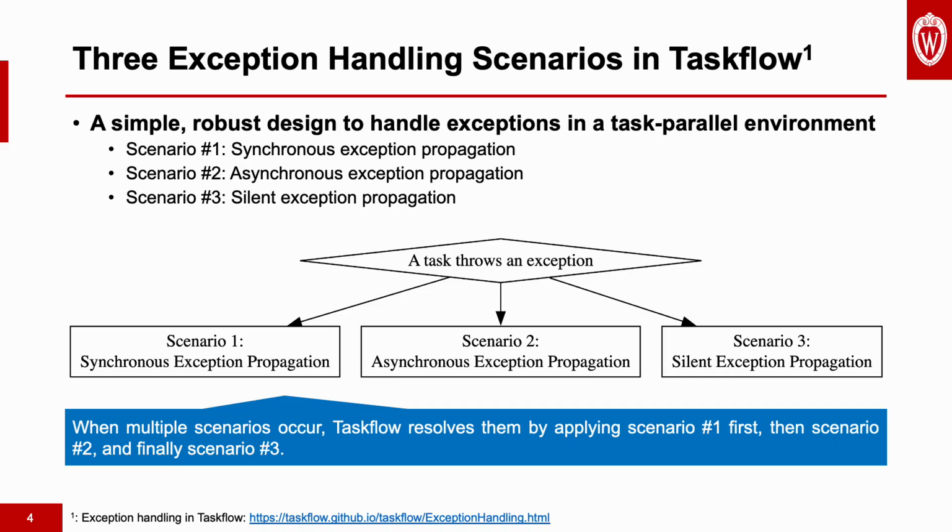Number 1, synchronous exception propagation, which immediately propagates the exception to the waiting thread. Number 2, asynchronous exception propagation, which propagates the exception to the shared state. Number 3, silent exception propagation, which silently stores the exception within the task. When multiple scenarios occur, Taskflow resolves them by applying scenario number 1 first, then scenario number 2, and finally scenario number 3.